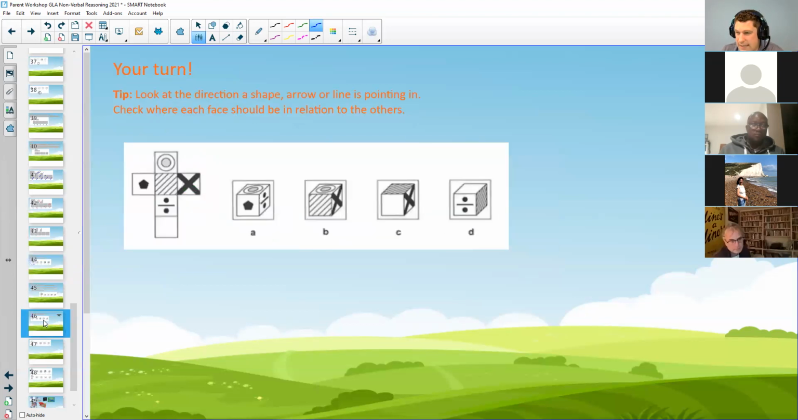I thought it might be a good idea just to present a couple more to you here. Perhaps if I go through this again as a sort of a worked example, and then I'll put a couple up on the screen for you.